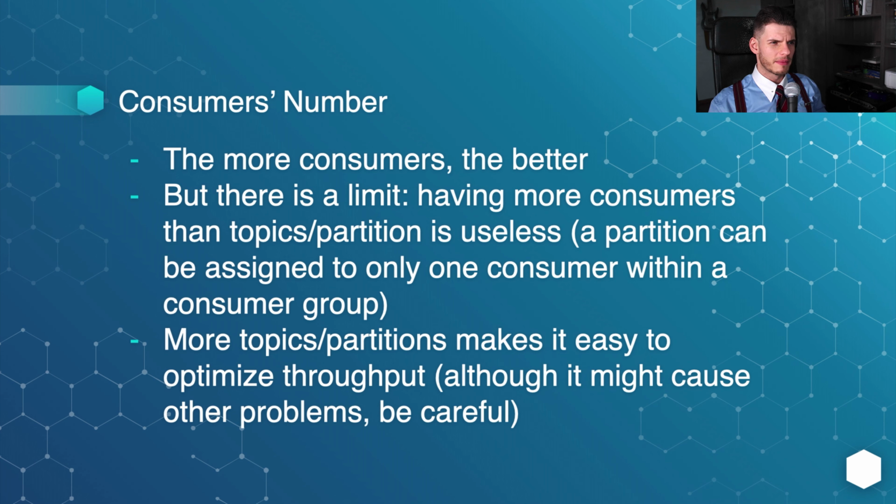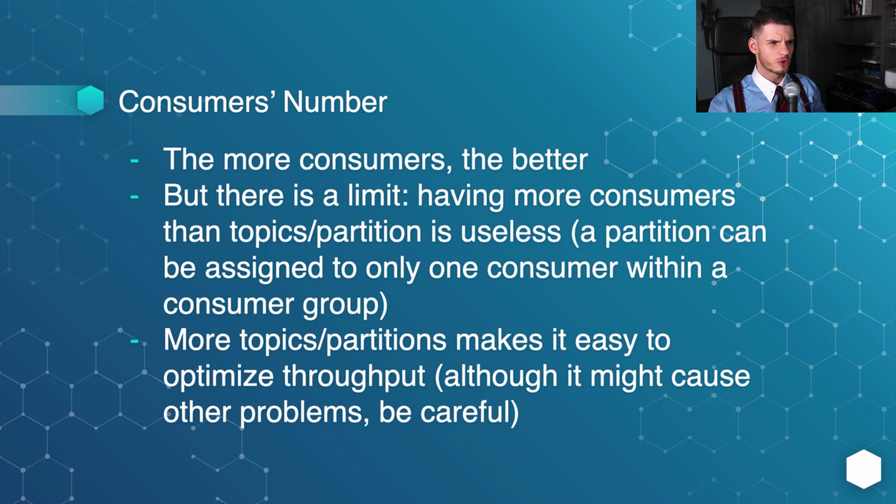We know how to optimize things inside consumers, but what about the consumers' number? Ideally, you would have them as many as possible. The problem though is that there is a limit. You can have at most as many consumers as there are partitions for all the topics, as within a consumer group there can only be one consumer consuming from a given partition.